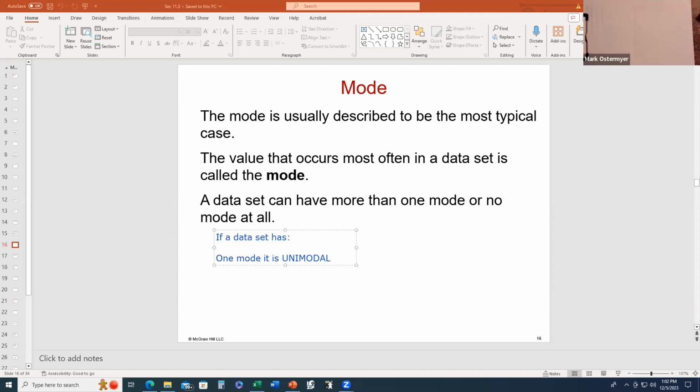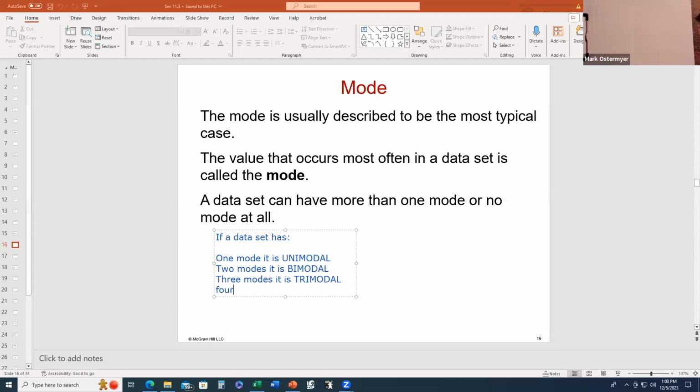If a data set has one mode, we call it unimodal. If it has two modes, it is bimodal. If it has three modes, what do you think it's called? Anybody? Three modes. Trimodal. Trimodal.